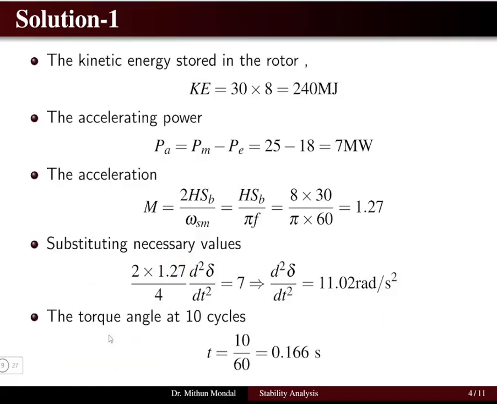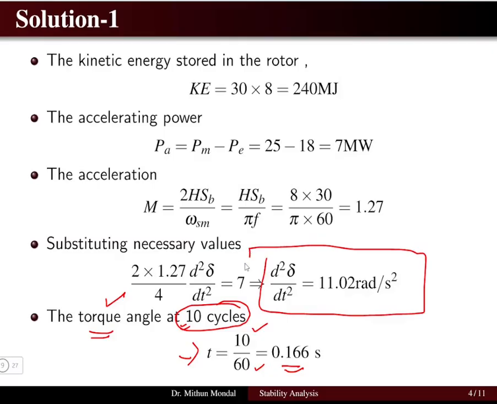Now we have to determine what is the torque angle after 10 cycles. So in order to calculate the torque angle, first we have to calculate for 10 cycles what is the equivalent time. So 10 divided by 60 seconds, we get 0.166 second. Now here we will be using this equation of d2 delta by dt square, which is equal to 11.02, to calculate the torque angle delta.